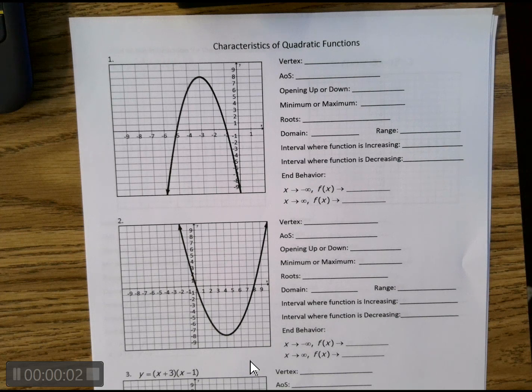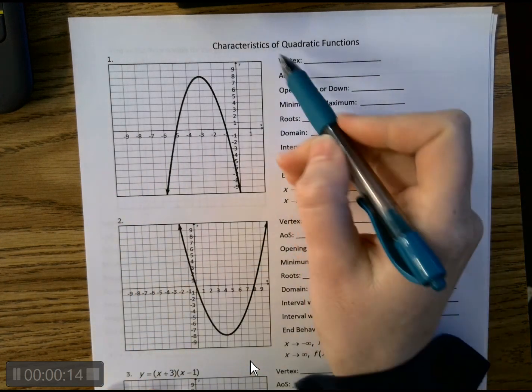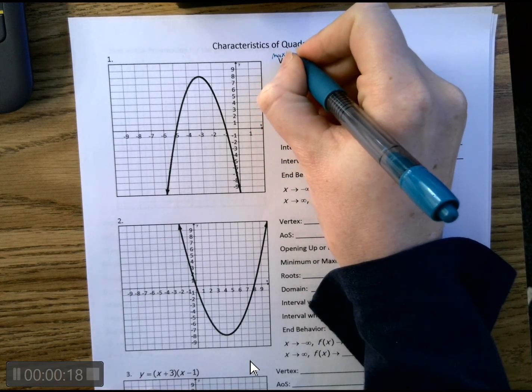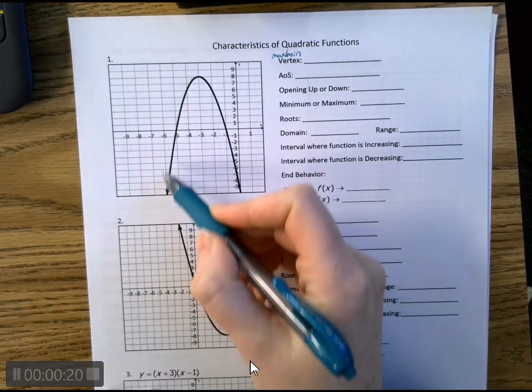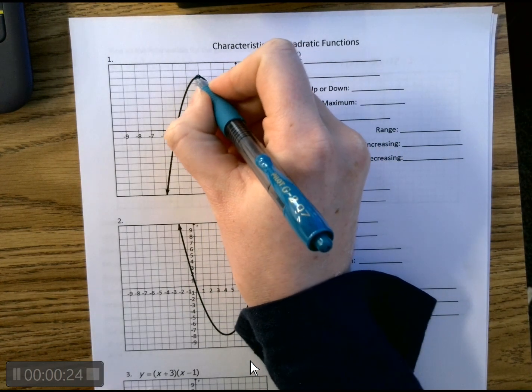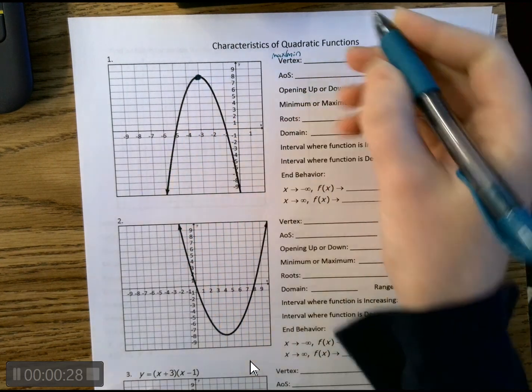Hey guys, so I wanted to give us a review on the characteristics of quadratic functions because this is the main meat of our test that is coming up. So when you are given a graph and they ask you to find the vertex, this is your max or min point. If you look at your graph, your maximum point is going to be right here, and it's going to be -3, 8.